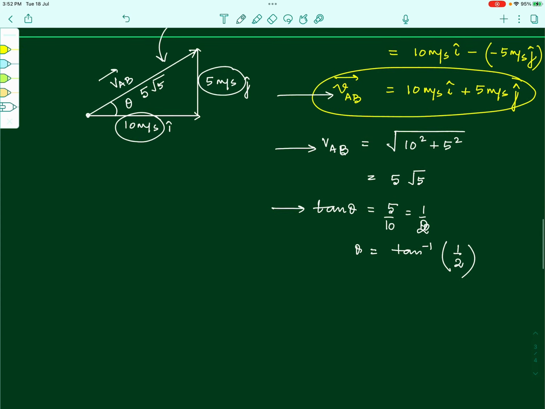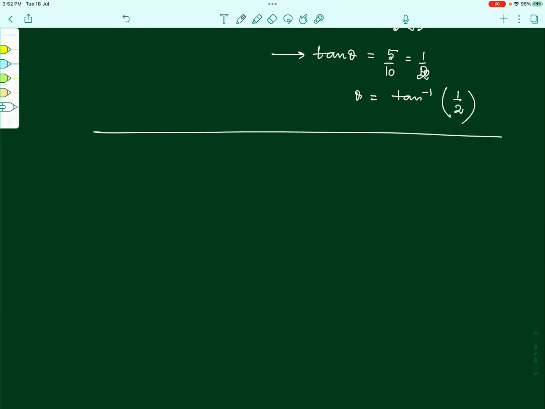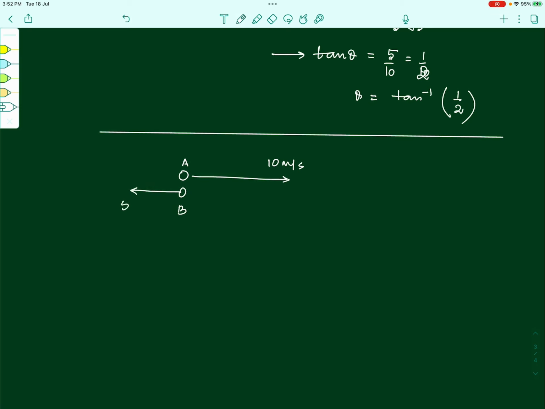Maybe a particular special case I will take up here. In 1D itself, let us say there is a body A which is moving with 10 meters per second towards right, and then there is a body B which is moving towards left with a velocity of 5 meters per second. What do you think will be the velocity of A as seen by B? Do you see, by definition velocity of A with respect to B will be velocity of A minus velocity of B, and this is a vector subtraction.